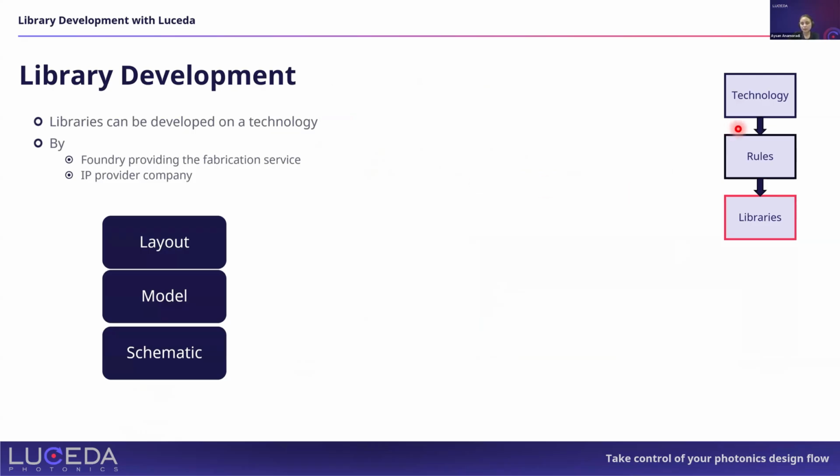So the foundry can define a technology and rules, and then it's time to develop libraries. Libraries are developed on top of a technology, and they can be defined by the foundry themselves, or by an IP provider company. And these libraries can contain information regarding the layout, model, and schematic, which I will go through one by one.